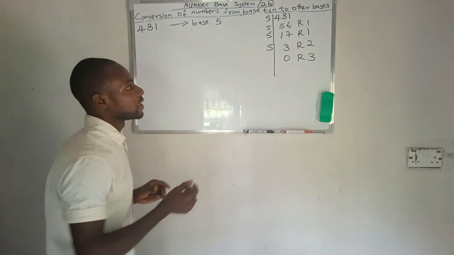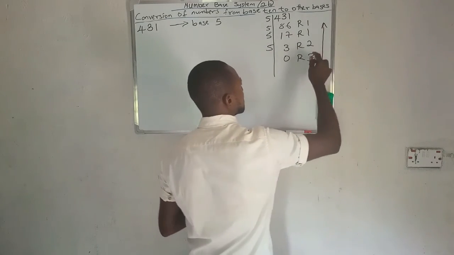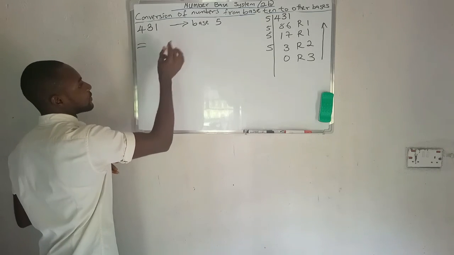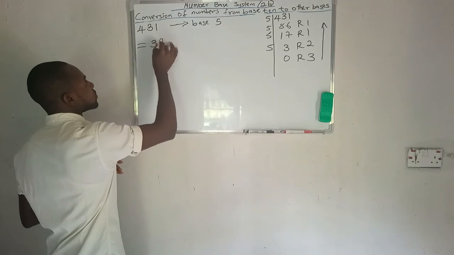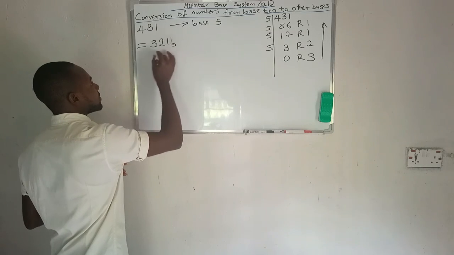So we take it from the number below to the one on top. So we have 3, 2, 1, 1 base 5.